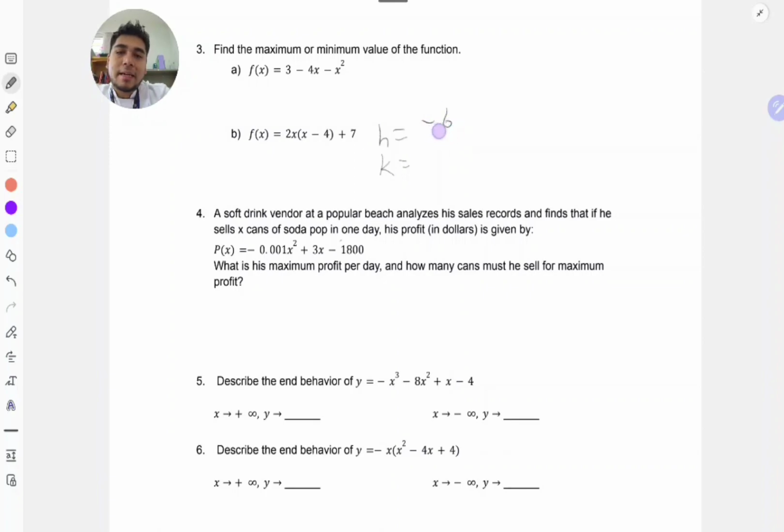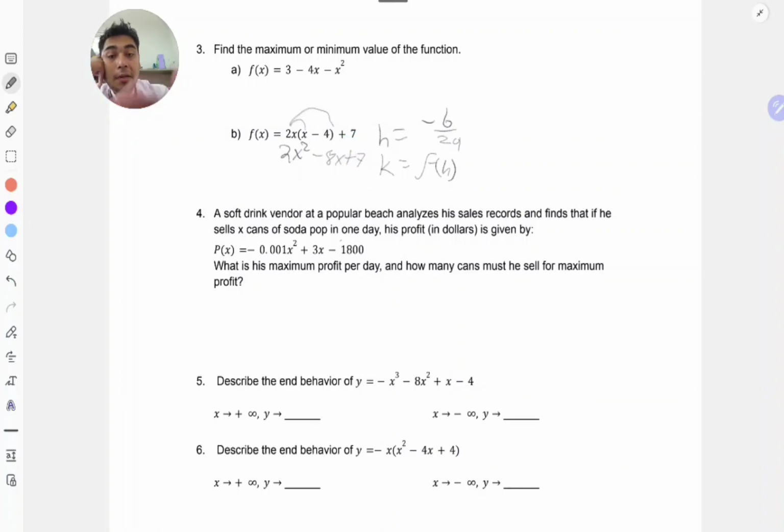We know that h, again, is negative b over 2a, and then f of h, right? This should be very obvious. We've been doing this over and over again. So, what is h? Negative b over 2a. Well, this is not in a form that I can recognize, so we have to put that into a form that we can recognize first. Based on this, 2x times x is 2x squared, okay? And 2x times negative 4 is negative 8x. We're just distributing the 2x, and then plus 7.